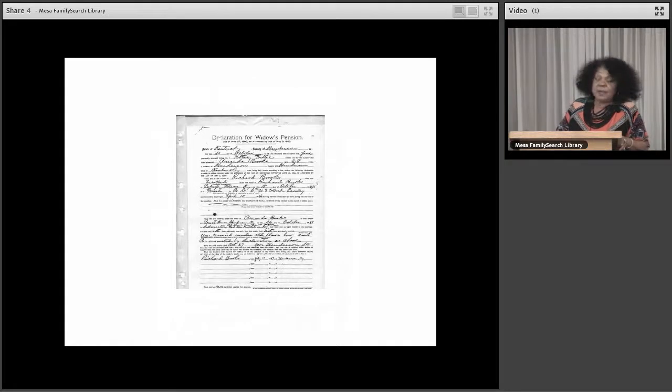After the death of my great-great-grandfather, his widow applied for her widow's pension. He was a Civil War veteran. And on here, she talks about when he enrolled, the date he enrolled, what his company was. He was in the 6th Cavalry, where they went and made their declaration, and the minor child still at home was my grandfather.